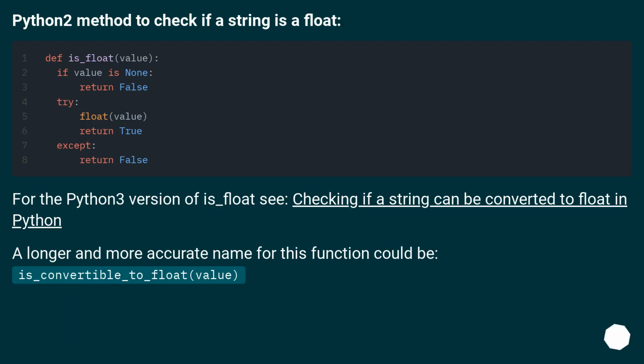Python 2 method to check if a string is a float. For the Python 3 version, see "checking if a string can be converted to float in Python". A longer and more accurate name for this function could be is_convertible_to_float(value).